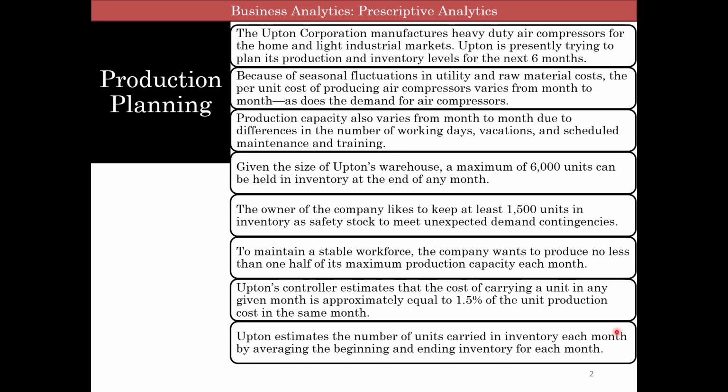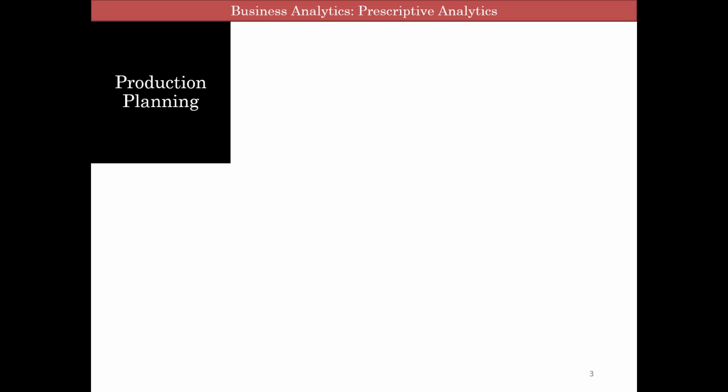So, the number of units in a month is calculated by averaging beginning and ending inventory. Now, this sentence is very important because you might have a change where they say it's only the ending inventory, in which case you have to do it differently. Okay, you have to calculate it differently, and we'll talk about that.